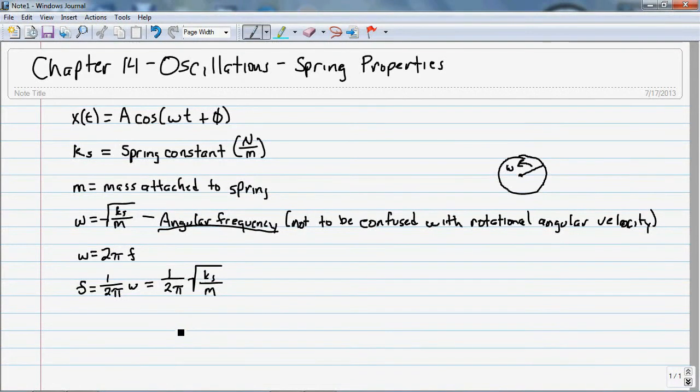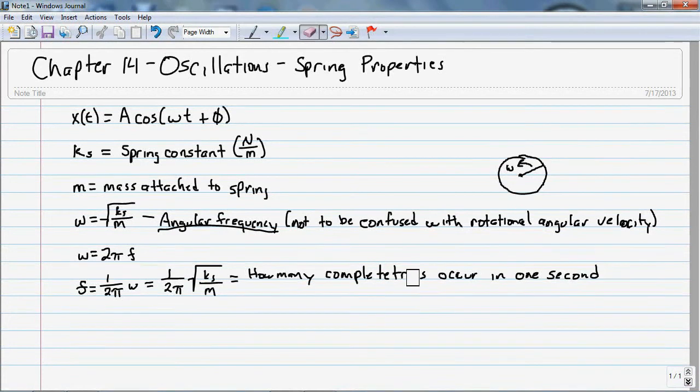And so now we have a formula for frequency, and the definition is fairly similar to what we had before. It's basically how many round trips, or how many complete trips, occur in 1 second. Let me write this a little bit better here, space it out.